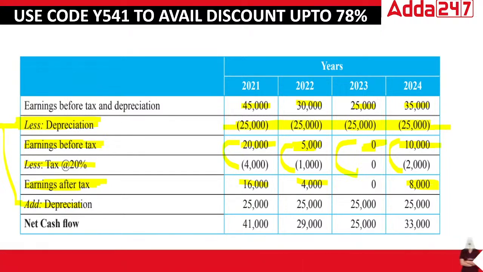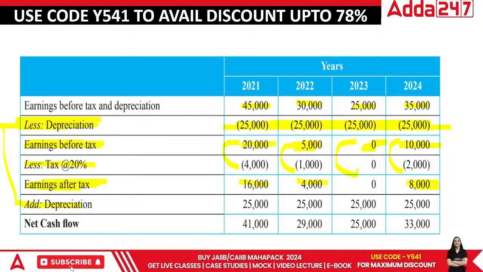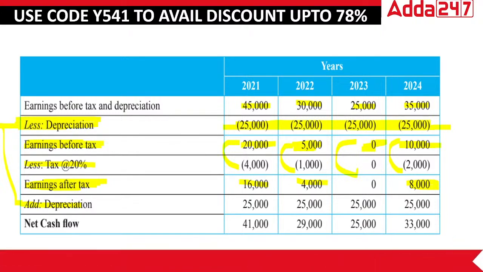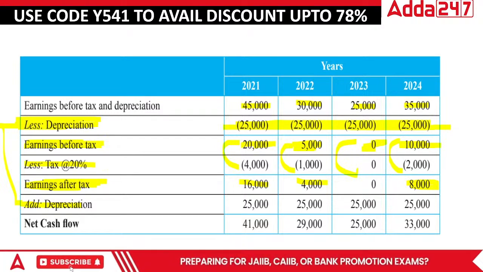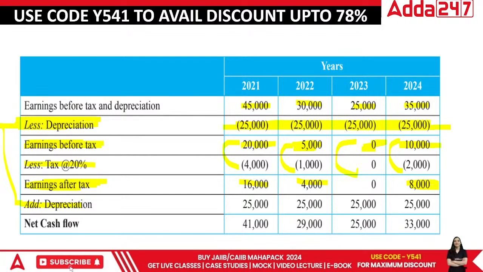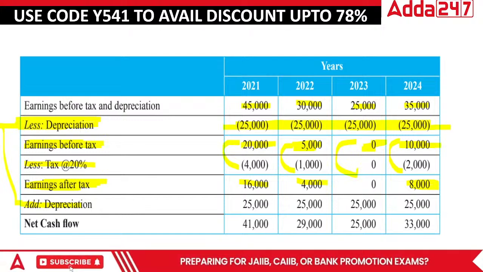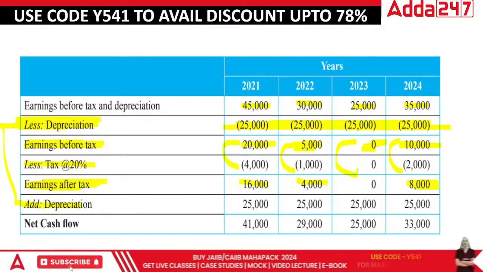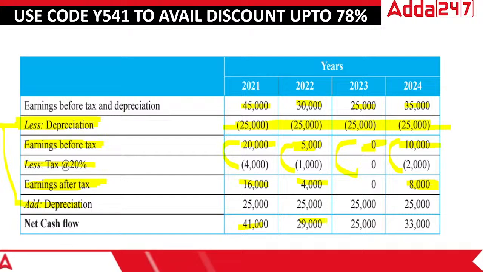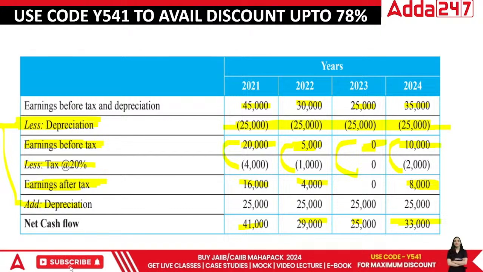Once we have paid the tax and we have got our total amounts, then what will we do? Simple. We will add back the depreciation. Because technically, the tax is paid, but the depreciation isn't. So we have got our depreciation back. Done. So for every year, your value comes out to be 41, 29, 25, and 33. So can we do the questions now?